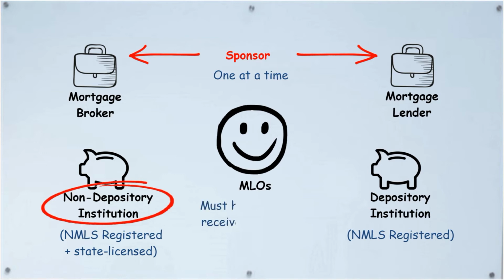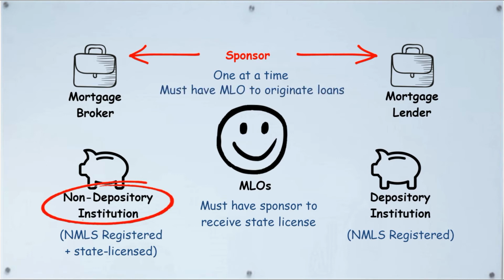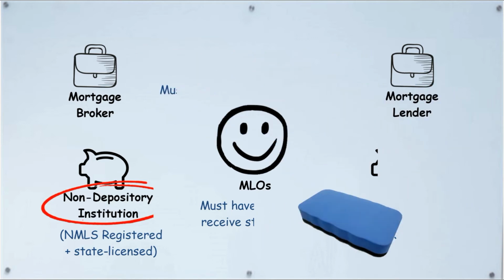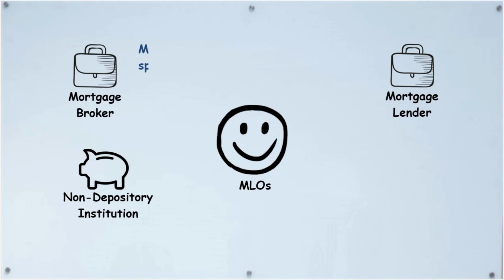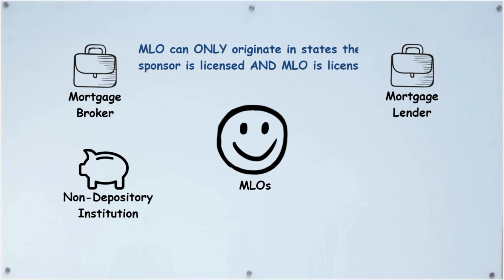If the MLO does not have a sponsor, they may not be able to receive a state license, and the sponsor must have at least one MLO to be able to originate loans. Also, an MLO is only allowed to originate loans in the states where the sponsor is licensed in, and the MLO is licensed in that state also. The MLO is not able to originate loans in a state where the sponsor is not licensed.